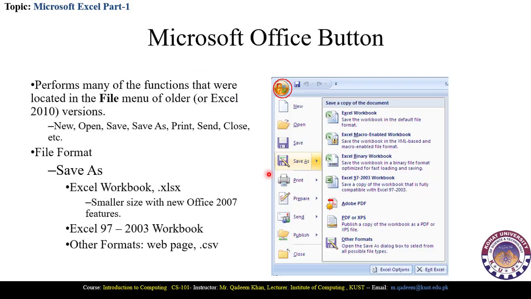Now when you create a new worksheet, you need to save it. It is suitable to save the worksheet with a name that shows the purpose of the worksheet. You can also save as, print, send, and close the worksheets. So these are different options of the worksheet. You can also save the worksheets in different formats like web page or .csv files. So there are multiple other formats of worksheets as well.